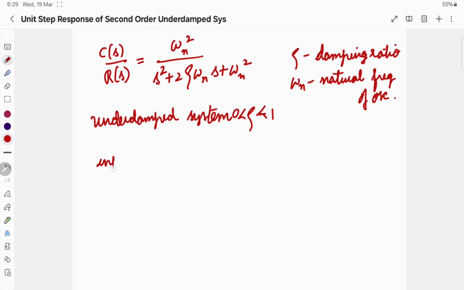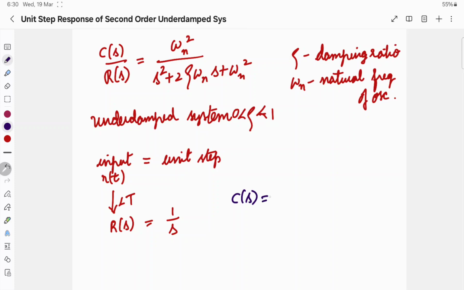So the input is unit step. Input here is R(t), and R(t) is unit step. If you take the Laplace transform of the input, which is R(s), for the unit step the Laplace transform is 1 divided by s. So what is the output?